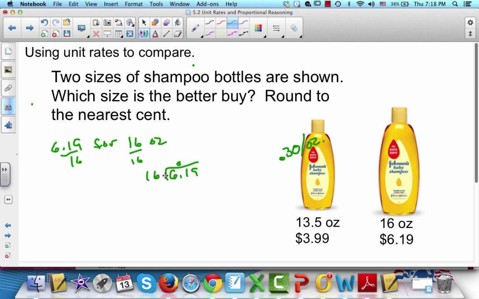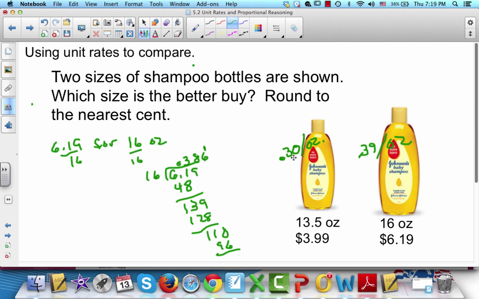Excuse me, 16. All right, 16 goes into 61 3 times. That gives us 48. And then we've got 13 left over. 139. 16 goes 8 times. That gives us 128. And then it goes 6 times. And so when we want to round this one up, we look at this number. It tells us to round it up to 9. So we've got 0.39. So this one is 0.39 per ounce. Which one of them is the better buy? Well, the one that's the better buy is the 30 cents per ounce, because it's cheaper.